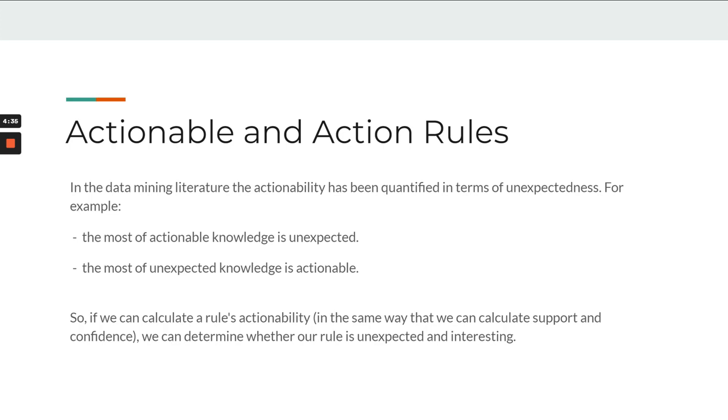So, in the data mining literature, actionability has been quantified in terms of unexpectedness. For example, most of the actionable knowledge is unexpected, and most of the unexpected knowledge is actionable. So, if we can calculate a rule's actionability in the same way that we calculate support and confidence, we can determine whether our rule is unexpected and interesting.